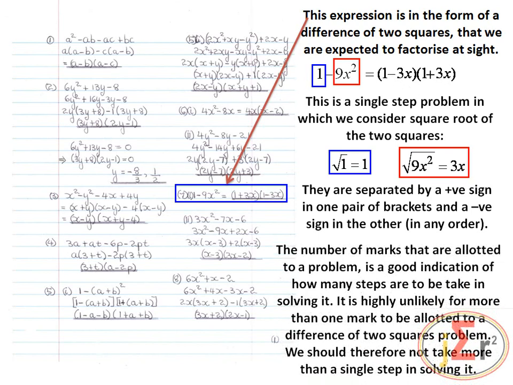The number of marks that are allotted to a problem is a good indication of how many steps are to be taken in solving it. It is highly unlikely for more than 1 mark to be allotted to a difference of 2 squares problem. We should therefore not take more than a single step in solving it.